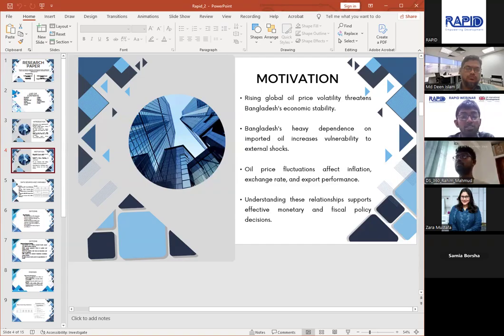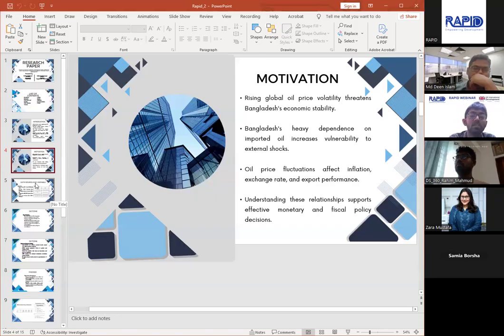Secondly, Bangladesh's heavy dependence on imported oil, covering a substantial share of its energy and transportation needs, increases its vulnerability to external shocks that originate well beyond its borders and beyond its policy control. The third motivational reason was, as I mentioned, that oil price fluctuations don't operate in isolation. They ripple through the economy, affecting inflation directly through fuel and transport costs, affecting the exchange rate through the current account and import bill, and affecting export performance through input costs of export-oriented manufacturing.